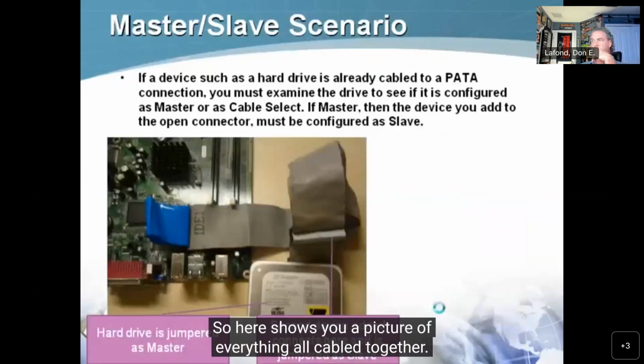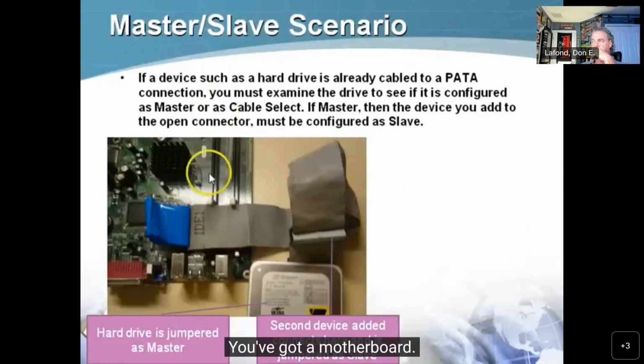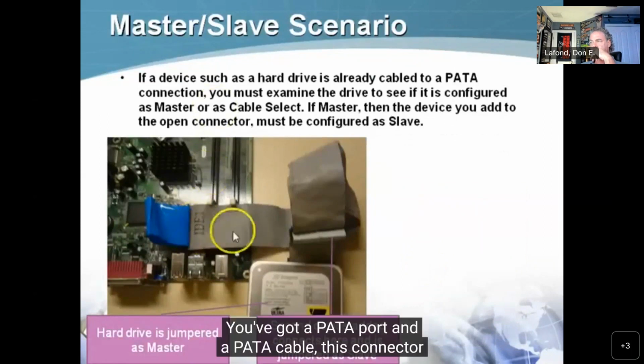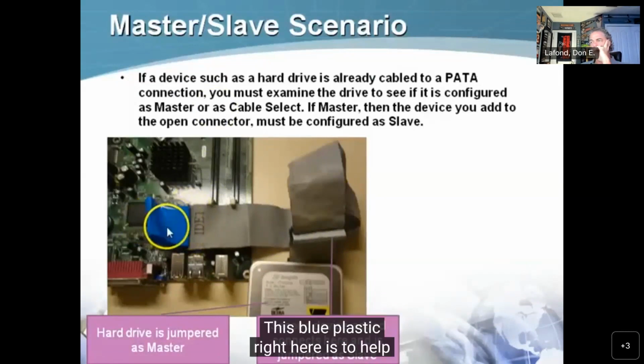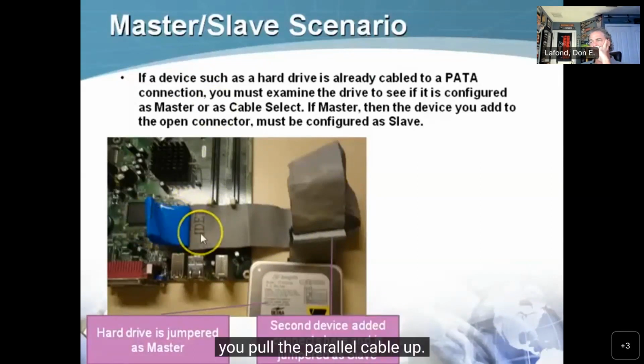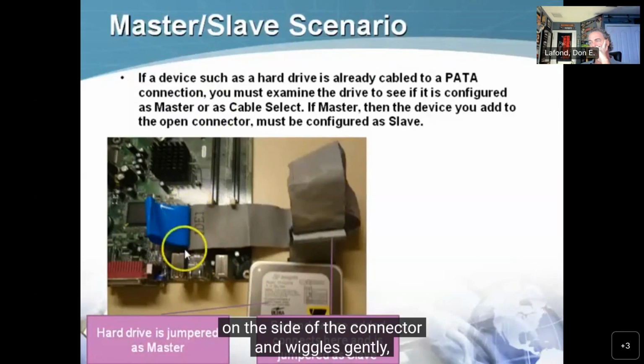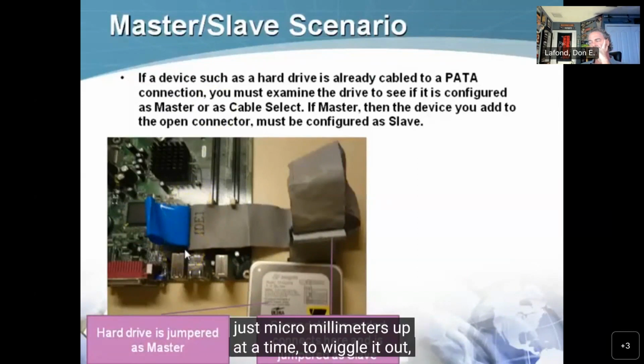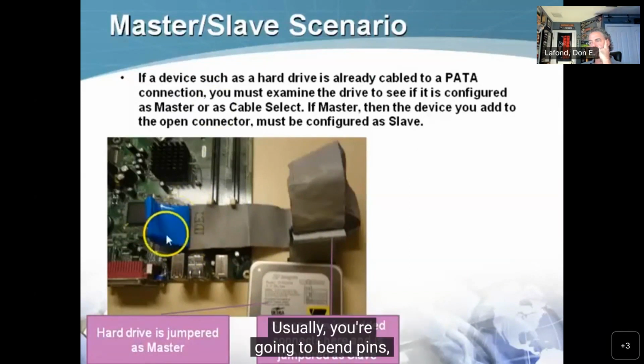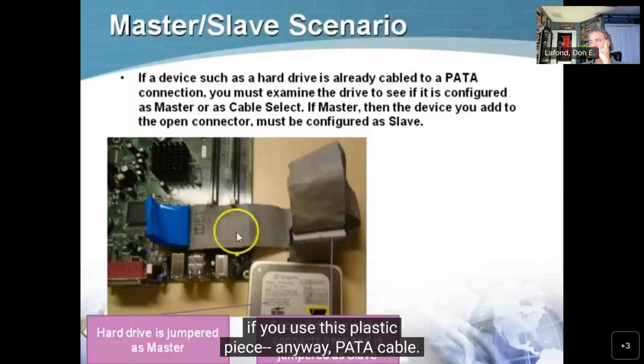So here is a picture of everything cabled together. You've got a motherboard, a PATA port and a PATA cable. This blue plastic connector on the end is to help you pull the parallel cable up. I will tell you, I do not like those. I tend to rather grab the ends on the side of the connector and wiggle gently, just micro-millimeters up at a time, instead of pulling it. Usually you're going to bend pins if you use this plastic piece.